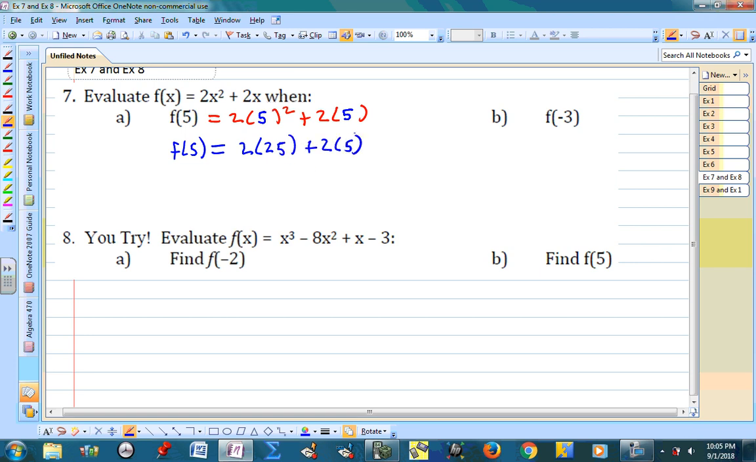Now we'll go to step 3 of the order of operations. Look for all multiplying and dividing from left to right. Well, we can multiply 2 times 25 and get 50. We can multiply 2 times 5 and get 10. And finally, step 4 of the order of operations, we'll do all adding and subtracting from left to right. Well, there's only one addition step to do. 50 plus 10 equals 60. So f of 5 equals 60.